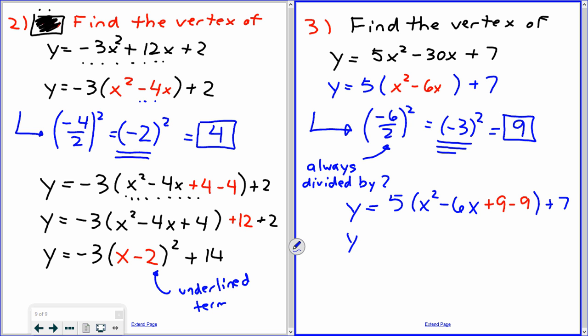This turns into y equals 5, x squared minus 6x plus 9, minus 45, I think, +7. I think that's right. Now this is the part again that we're getting people mixed up. How can I fastly factor x squared minus 6x plus 9? Am I the fastest factor in class?